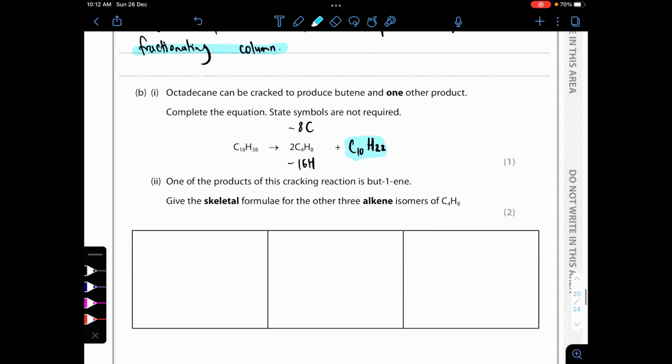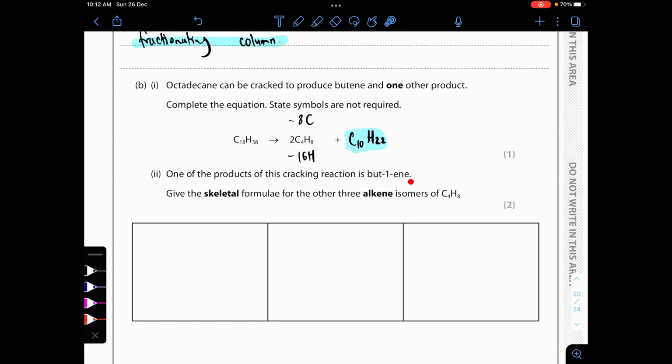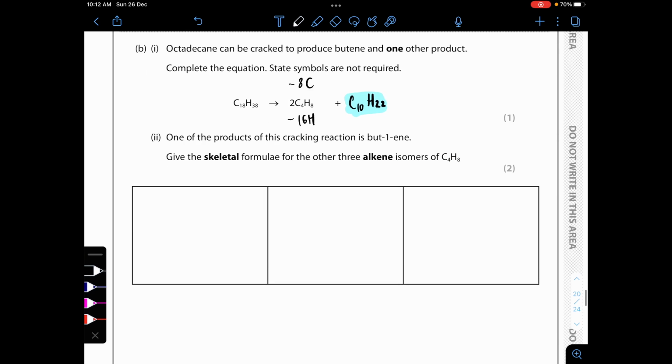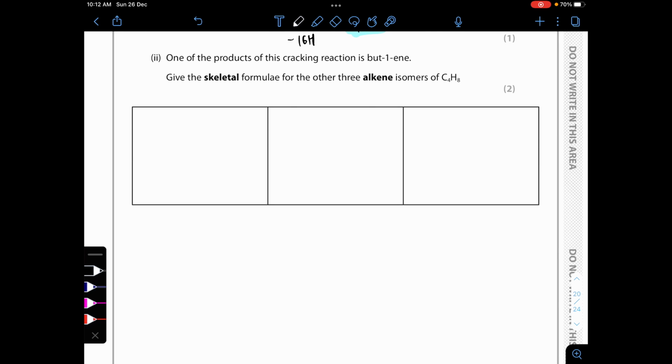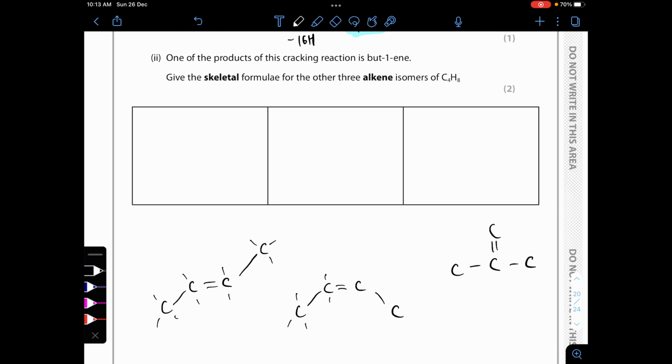So let's move on to part ii. One of the products is butene. Give the skeletal formula for the other 3 alkenes of C4H8. So first let's draw them, and then we can convert them into skeletal. So butene, so this either goes up, so that's our Z, or it can go down. Sorry, that's our E, and goes down. Or we have C, and then it's a double bond C. Okay, and then the rest are obviously hydrogens surrounding it. Same thing here. Yeah, there's one too many.